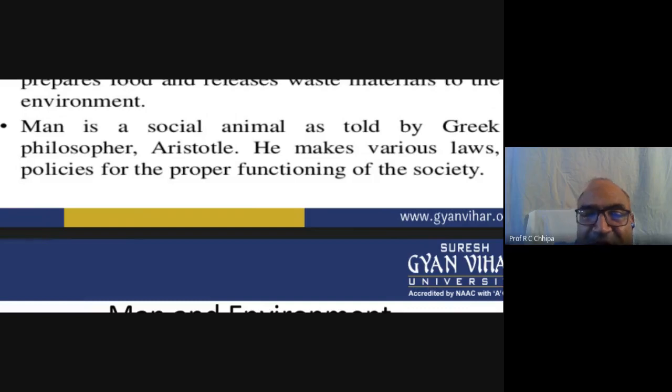So there are different laws and policies. For example, a certain amount is given to very poor people, and some amount is given elsewhere. Those are the policies for the proper functioning of the environment for the society.